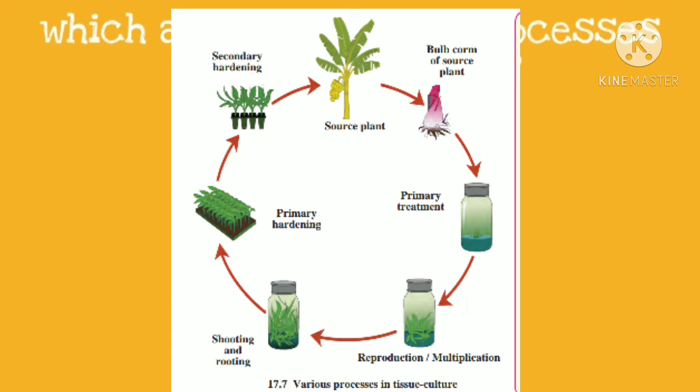Okay. Then after few days what we have to do? We have to do the secondary hardening. Means what we have to do? Now our plants are ready. Okay. Now we have got the healthy plantlets and then now we have to sow them in the soil. Okay. So in this way these are the various processes in tissue culture. First one is the selection of source plant, then the selection of the bulb corm, then primary treatment, then reproduction and multiplication, shooting and rooting, primary hardening and secondary hardening.